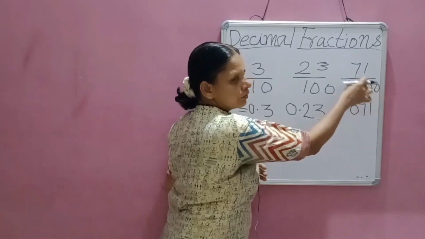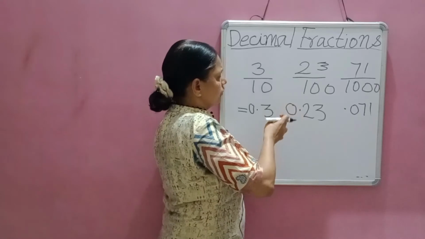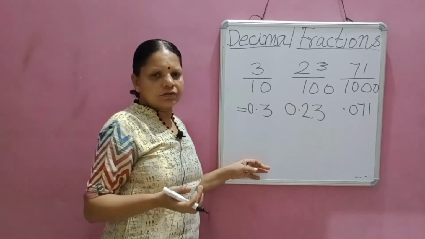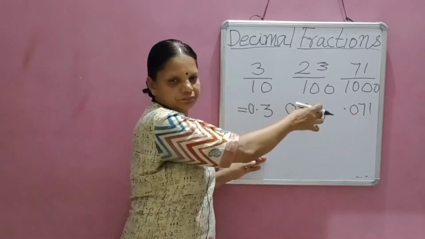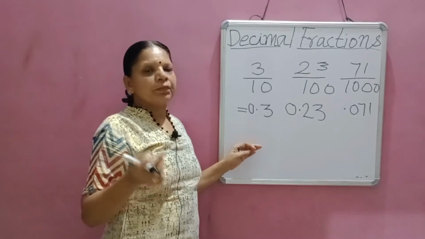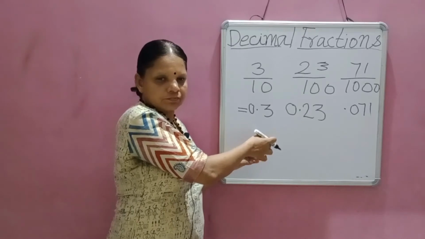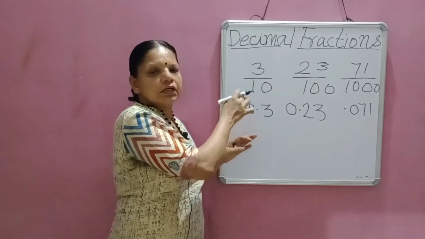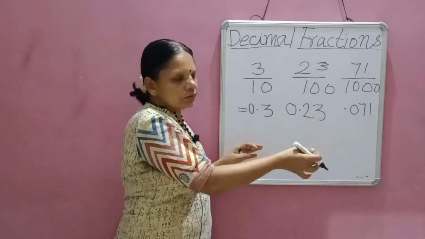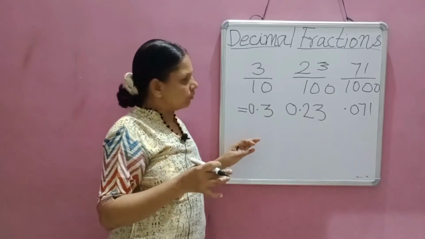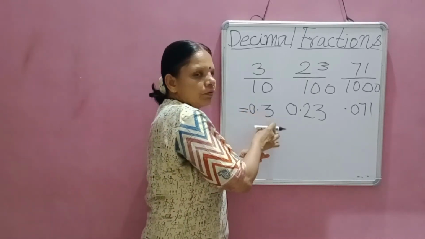So the decimal point is put according to the number of zeros in the denominator. These are called decimal numbers. For easier understanding, we can use the place value concept. Do you understand this? What is meant by decimal fraction? Fractions with denominators 10, 100, 1000, 10,000, etc. are called decimal fractions. This we can represent using a decimal point.